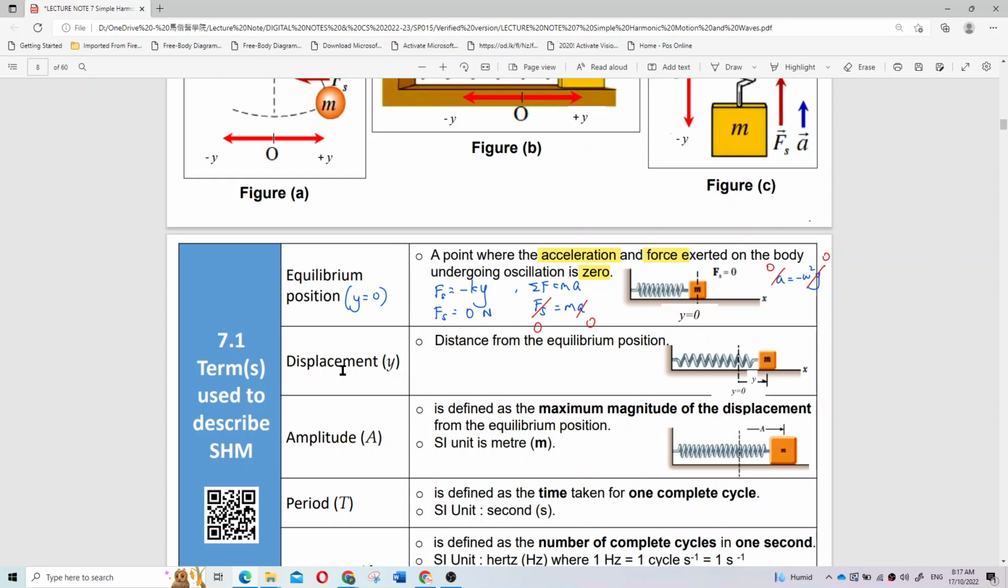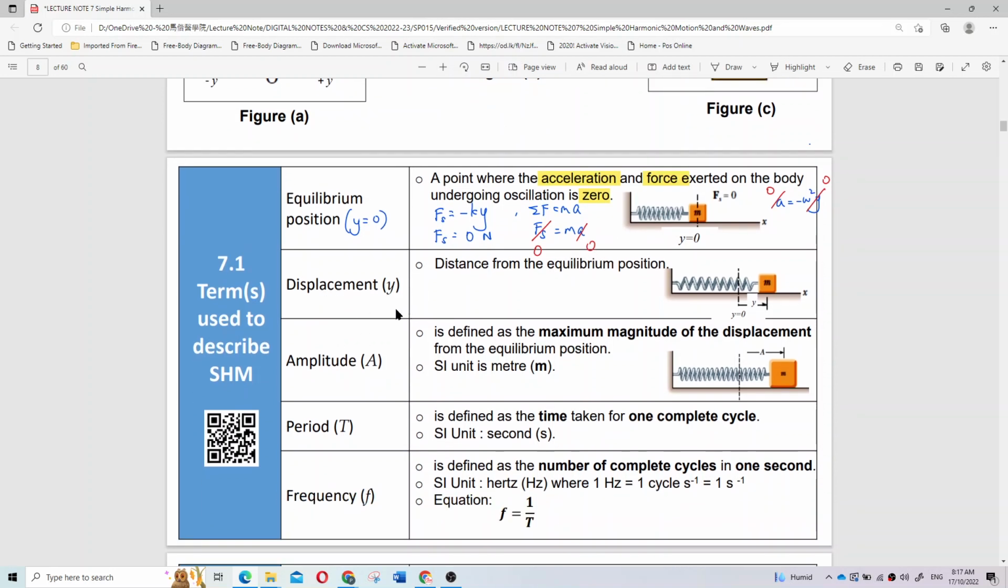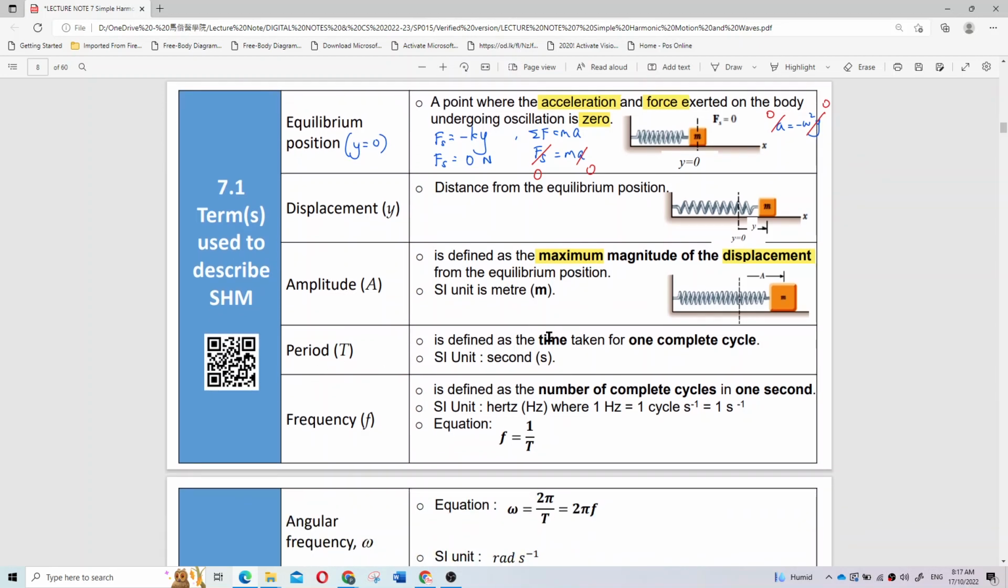Displacement uses the symbol y. It's the distance from equilibrium position. So how far from the equilibrium? That's the displacement. And then amplitude is the maximum displacement. That's the amplitude. Unit meter.